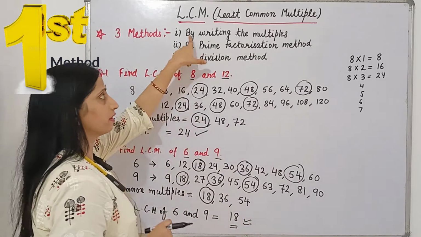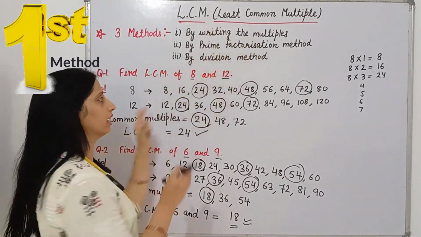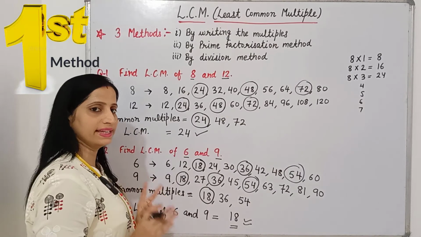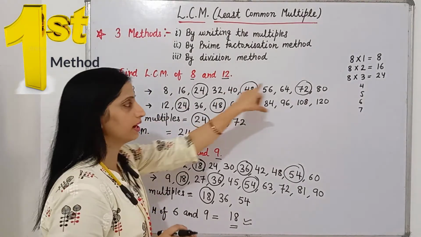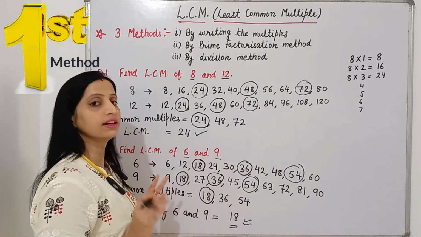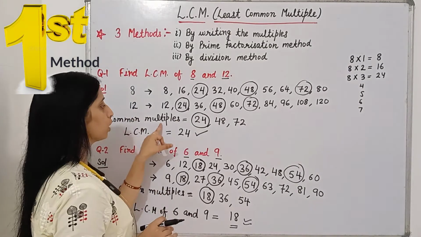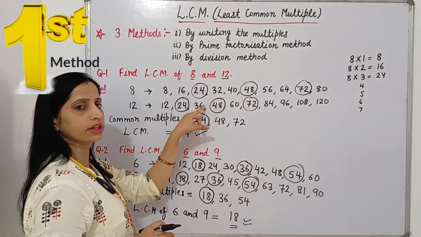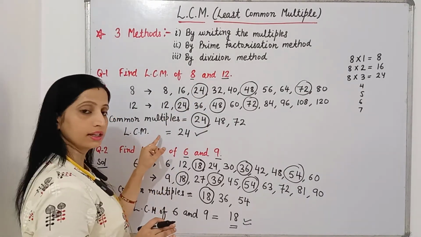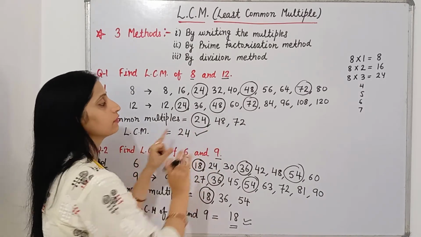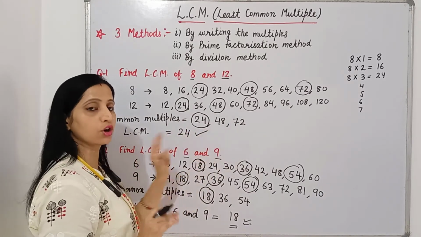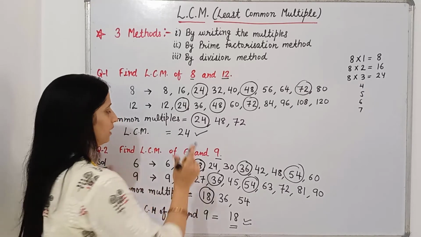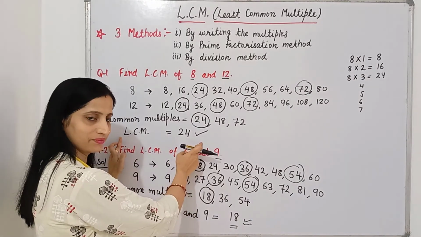So this was the first method to find out the LCM. It's very easy. We have to just write down the multiples of the given numbers. Then we have to find out the common multiples of the given numbers. Then between these common multiples we will check the smallest or the lowest common multiple. So that will be our LCM.